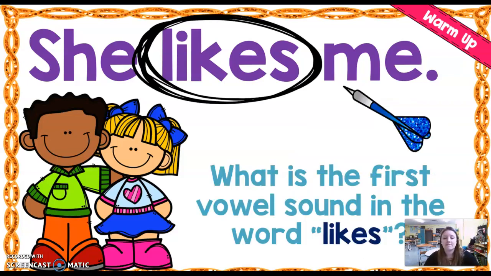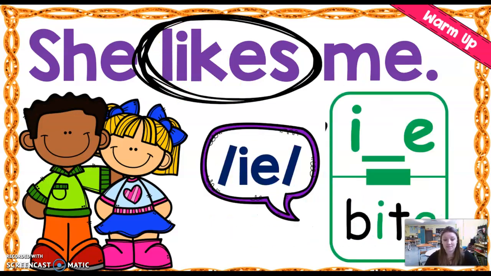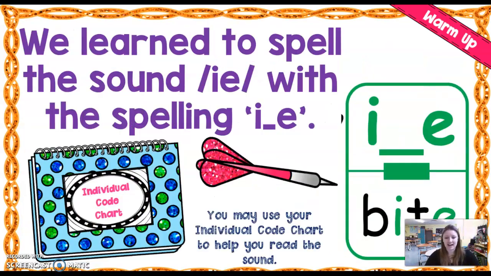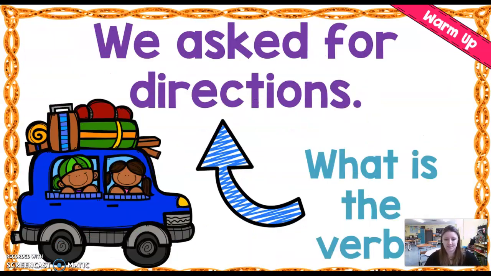What's the first vowel sound in the word likes? It's not l. L is our first sound, so our first vowel sound is i. Good. We can make the i sound using i consonant e. Does anyone remember what we call i consonant e? Where the e reaches behind, pinches the i, and makes the i say i. It's a magic e. You've got it. It's a magic e. Good.